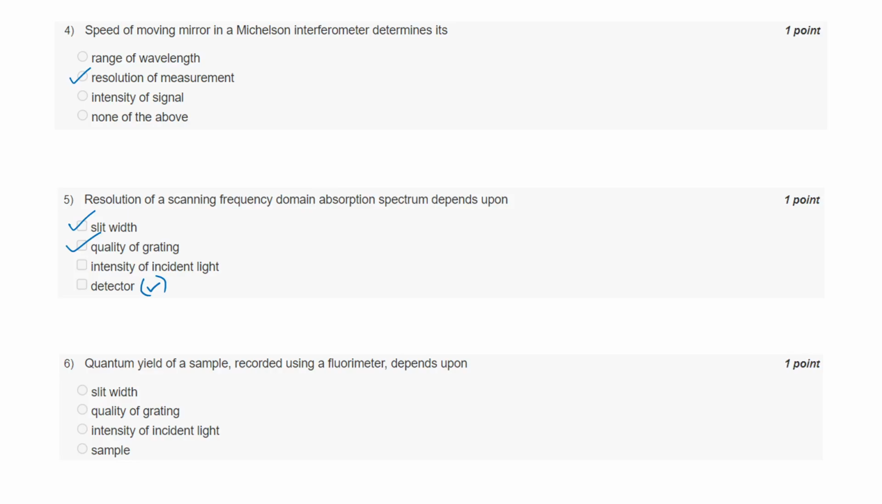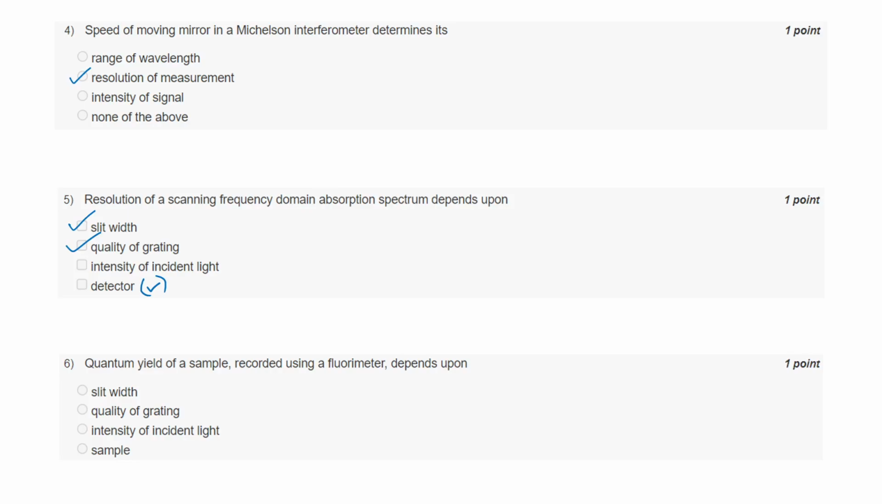Okay. Now question number 6. Quantum yield of a sample recorded using a fluorometer will depend on what? Sample only. Sample only, right? Because all the other parameters... Mostly when we are discussing quantum yield, there are two processes. Did I discuss two processes, or have we discussed only the relative method, right?